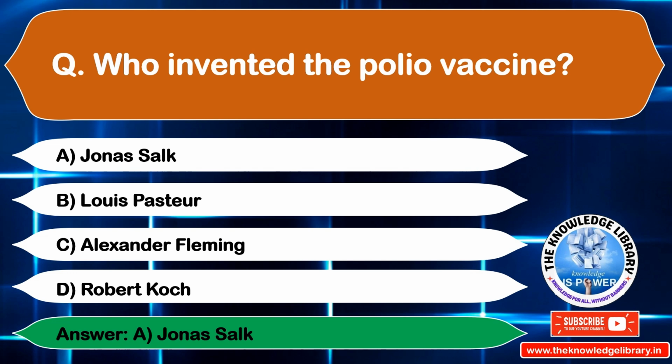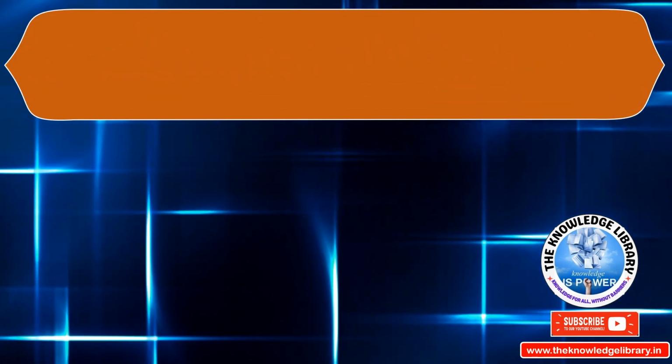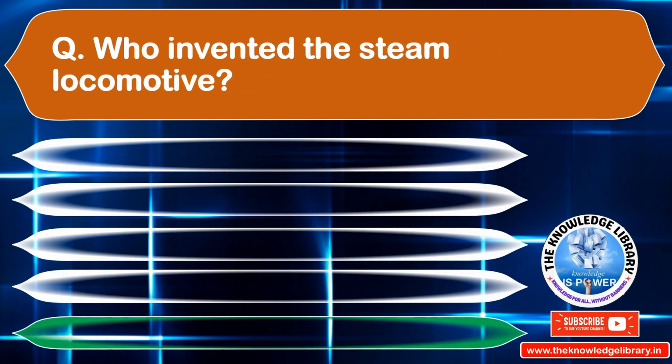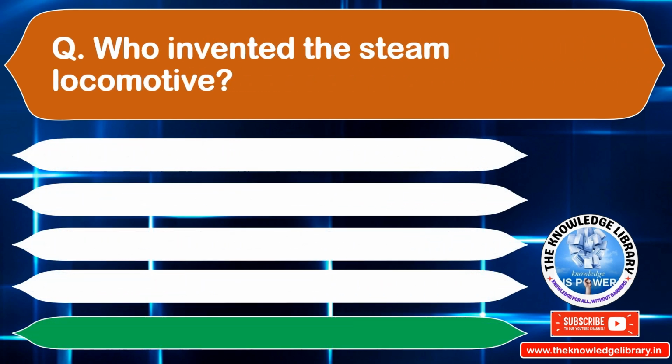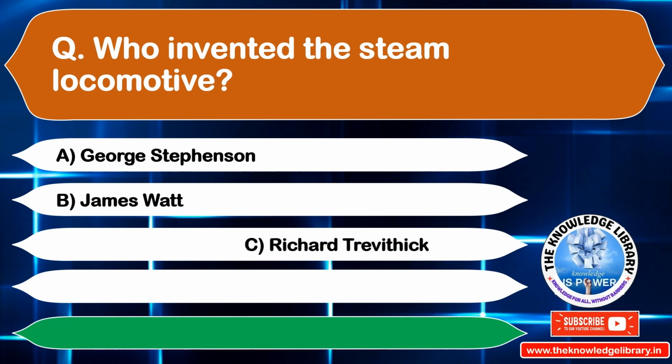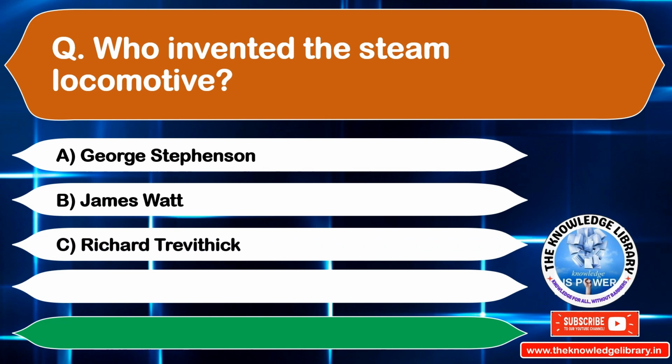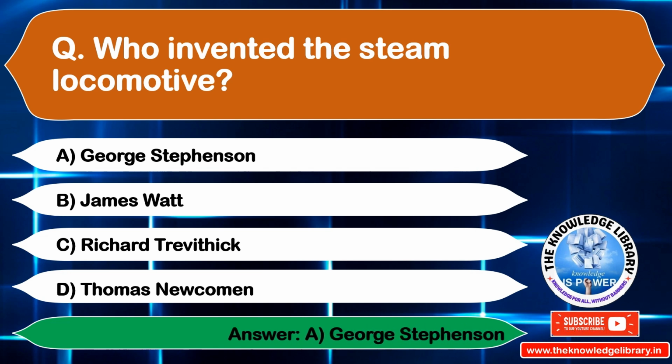Moving to the next question. Who invented the steam locomotive? Option A, George Stephenson. Option B, James Watt. Option C, Richard Trevithick. Option D, Thomas Newcomen. The correct answer is option A, George Stephenson.